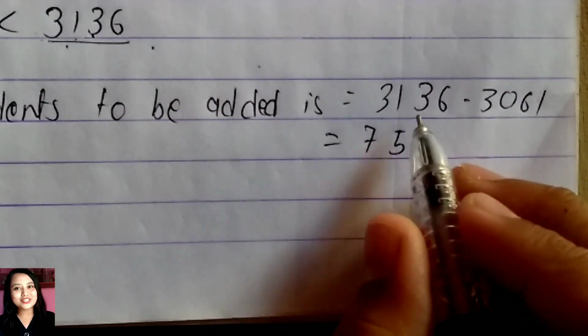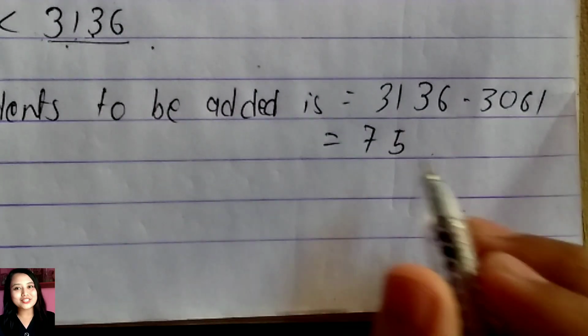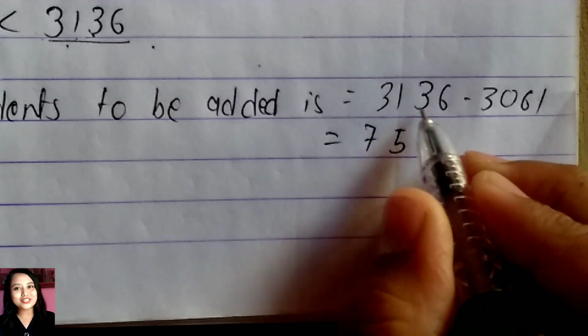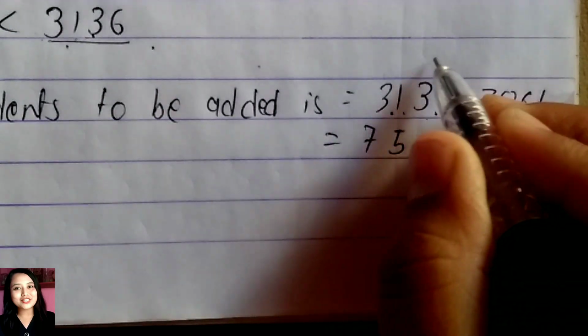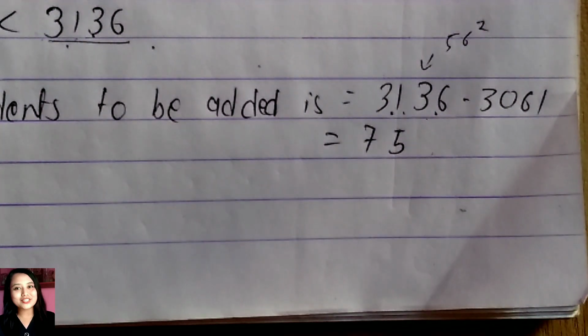So when 3061 plus 75 is made, what happens? It becomes 3136, which is the perfect square of 56. That's why it is a perfect square.